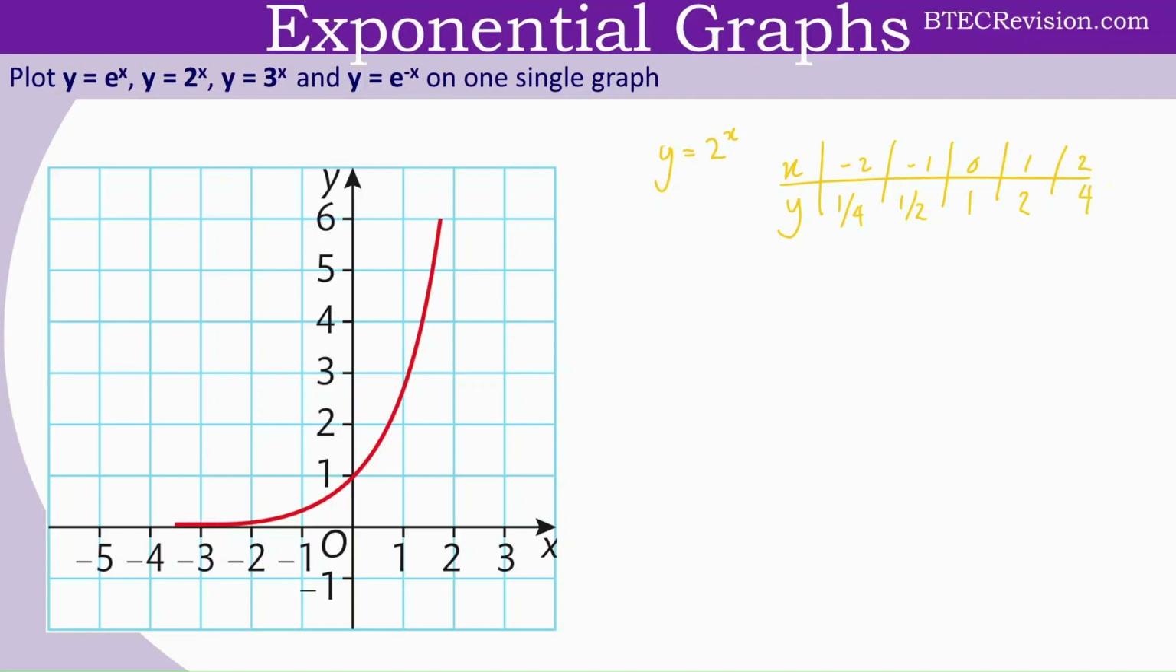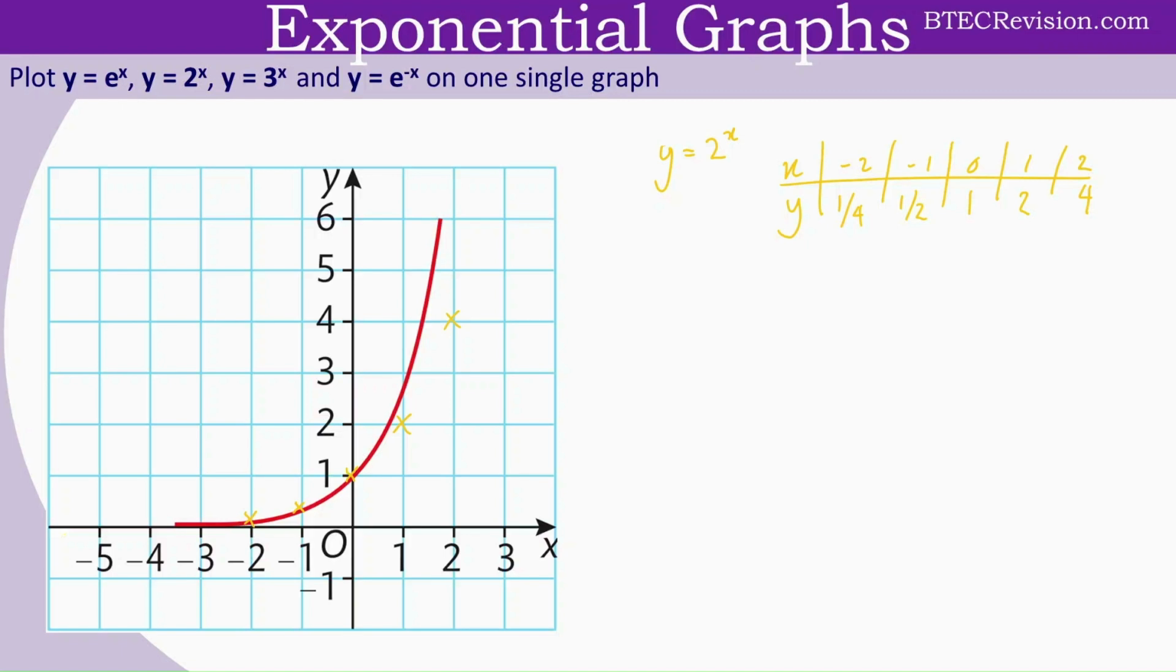Okay, so let's plot these values now. At -2, that's going to be a y value of 1/4. So it's about there. And for x is -1, that's 1/2. So that's about there. For x is 0, the y value is 1. And for x is 1, our y value is 2. And for x is 2, our y value is going to be 4.